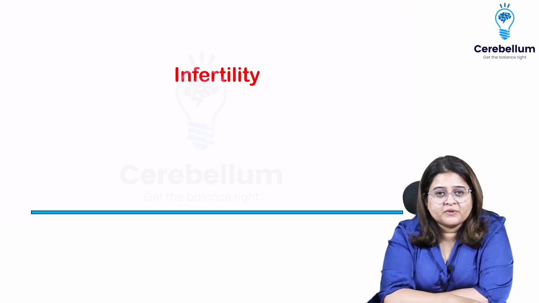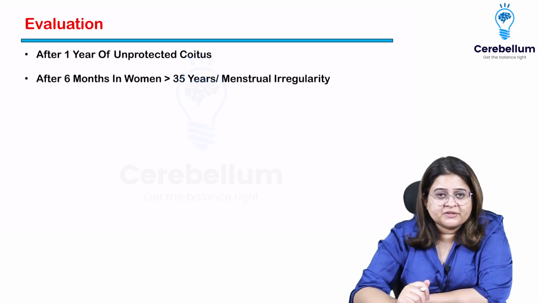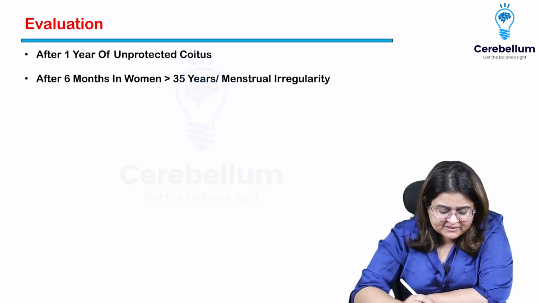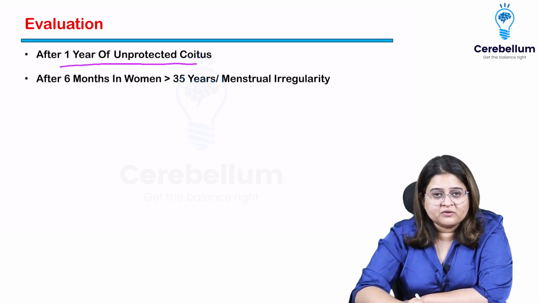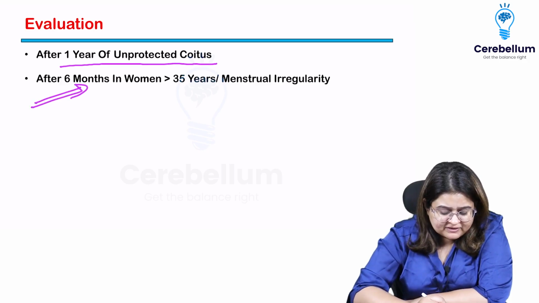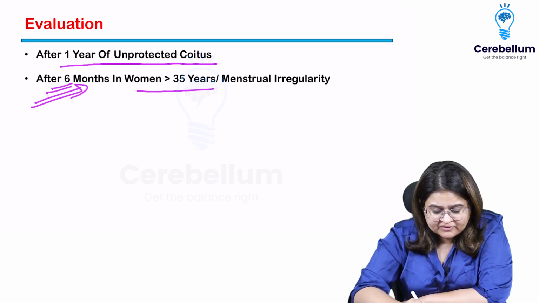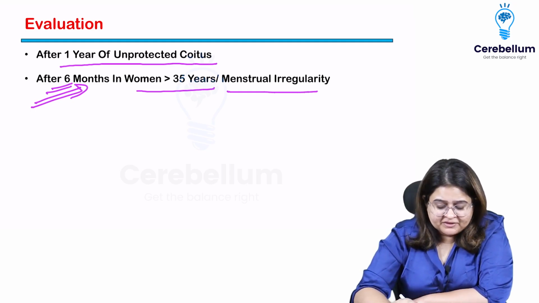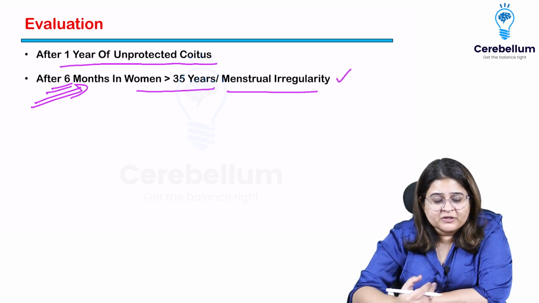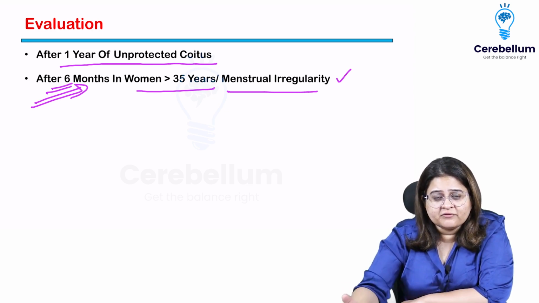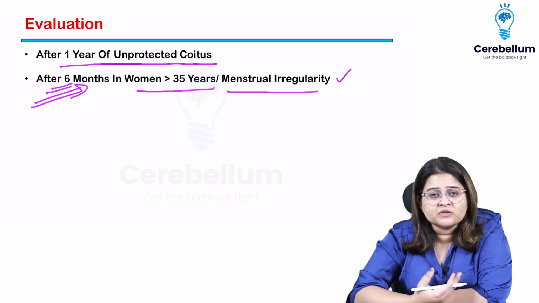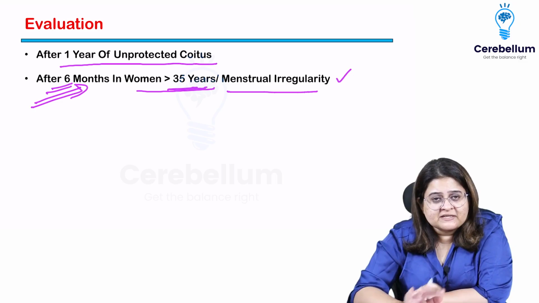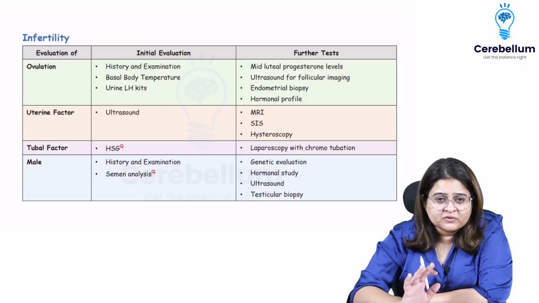Now coming to the next topic, which is infertility, and what is important here. Remember, the evaluation starts if the couple is unable to conceive after 1 year of unprotected coitus, but we can start evaluation earlier, after 6 months, in women who are more than 35 years of age or women who have a menstrual irregularity. If you have a patient with frank oligomenorrhea, you won't wait for 1 year. You'll start evaluation at 6 months because she may not be ovulating, or if she's more than 35. But if everything else is fine and she's less than 35, you can easily wait a year for her to conceive.